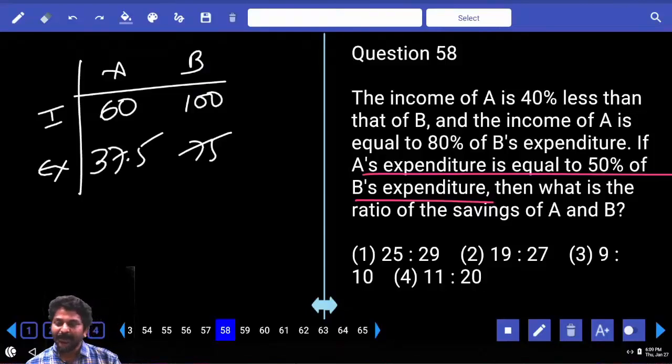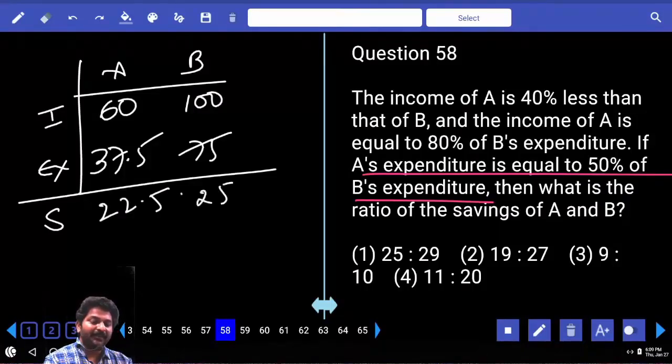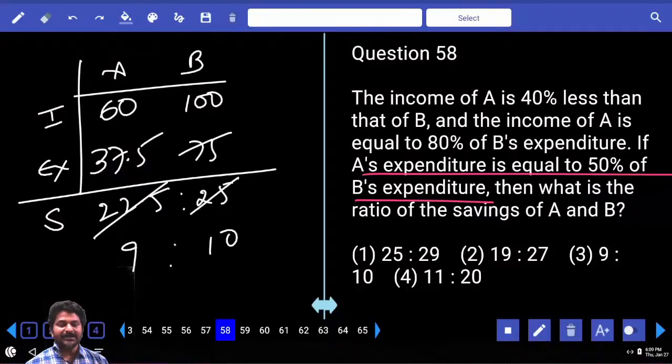37.5. Next, what is the ratio of savings of A and B? Savings in the sense income minus expenditure only. So this one is 22.5 and this one 25. Ratio, cancellation with 2.5, 9 times here, 10 times here. Ratio 9:10. So how do you know that the cancellation is with 2.5?